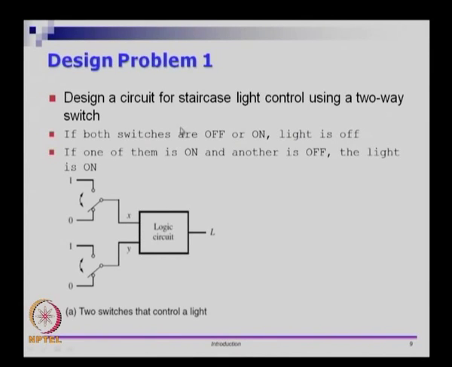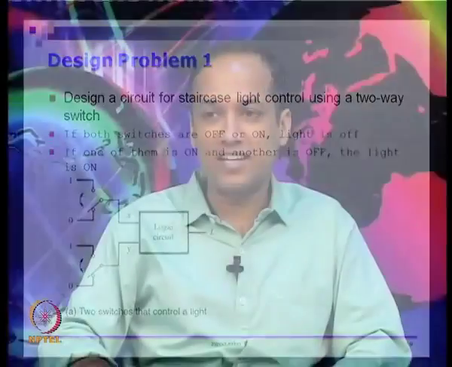So let us look at a slightly different problem now. This is a design problem. This is a common problem if you have a stairway or a staircase and you have two switches. This is something that you probably have in your homes. You have a switch, let us say on the ground floor, and you have a light that you want to turn on for the staircase. Either you can turn it on from the ground floor or from the first floor. So this is a two-way switch. This is something that you probably have in your homes, right.